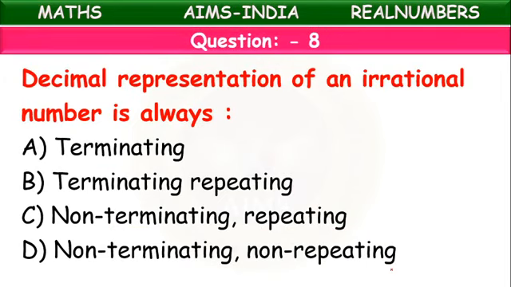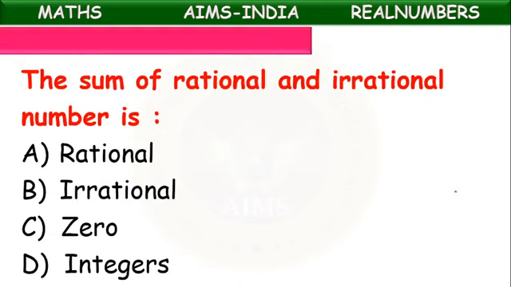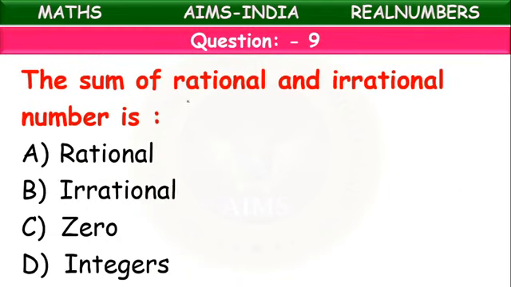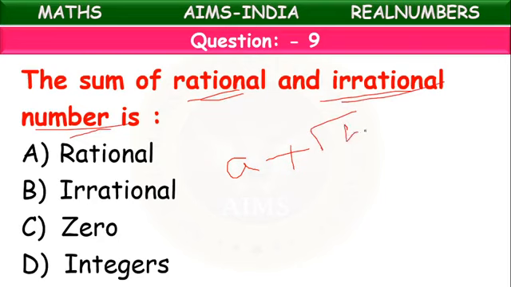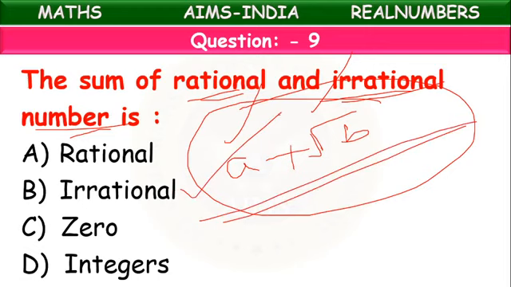Next, decimal representation of an irrational number. An irrational number is always non-terminating, non-repeating. Next, sum of a rational number and an irrational number. Suppose A is a rational number and root B is an irrational number. If we add a rational number to an irrational number, the total value will always be irrational. So the answer is irrational.